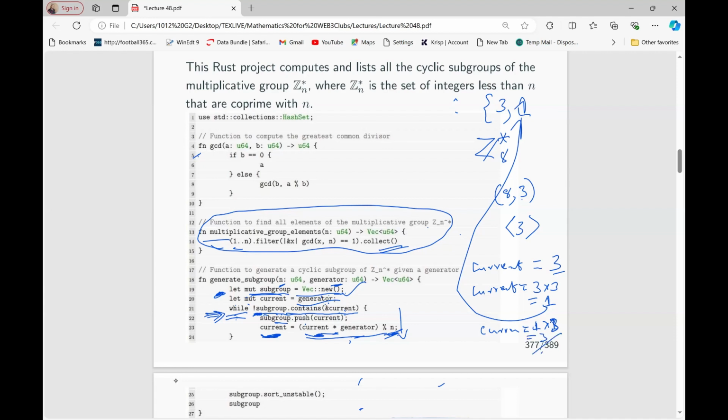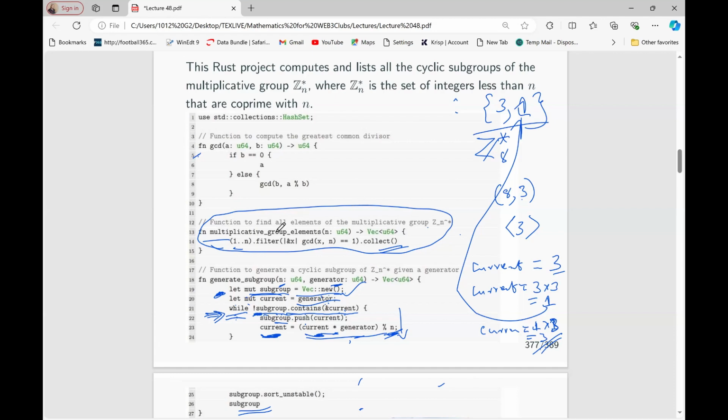This current is already in the subgroup. So you don't push it there. You exit the loop, and when you exit the loop, what you have is the subgroup.